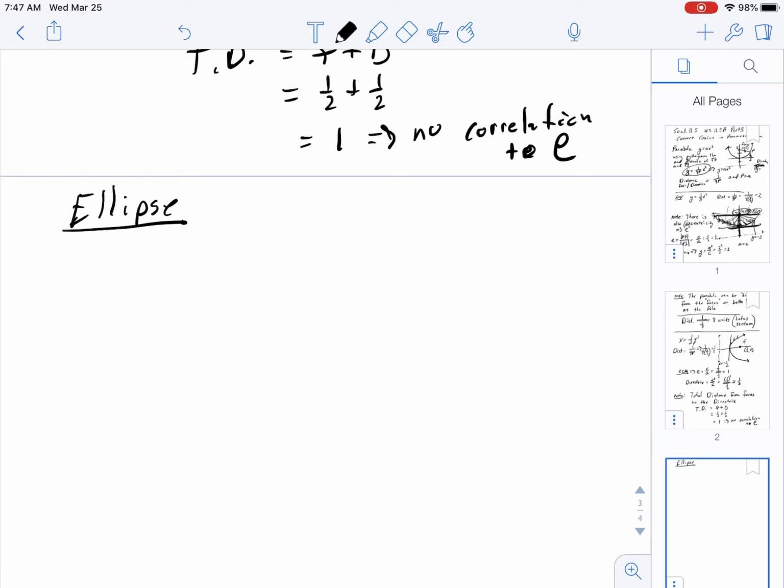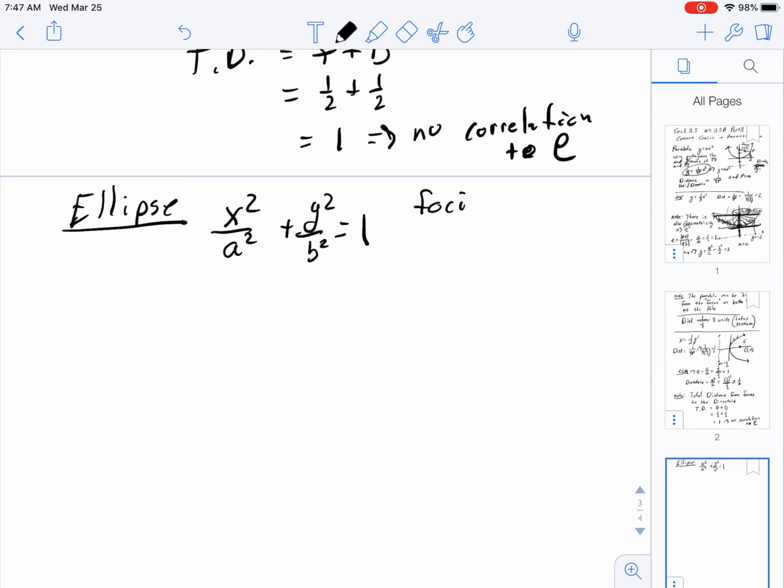So, but we did do a little bit in Calc. So ellipses, you have x squared over a squared plus y squared over b squared equals 1. So basically, it's an equation of a circle. When a and b are not the same, it's not a circle anymore. So then it becomes an ellipse.